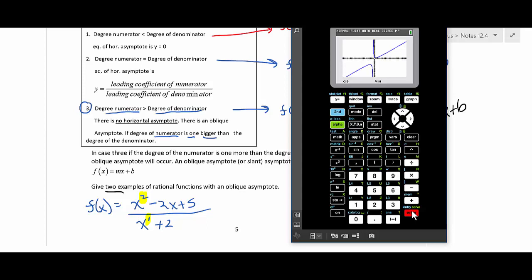Same thing happens here. If you're going infinitely to the left, the graph's going infinitely down. That's called an oblique asymptote. And it's going to be a line that does that then, okay?